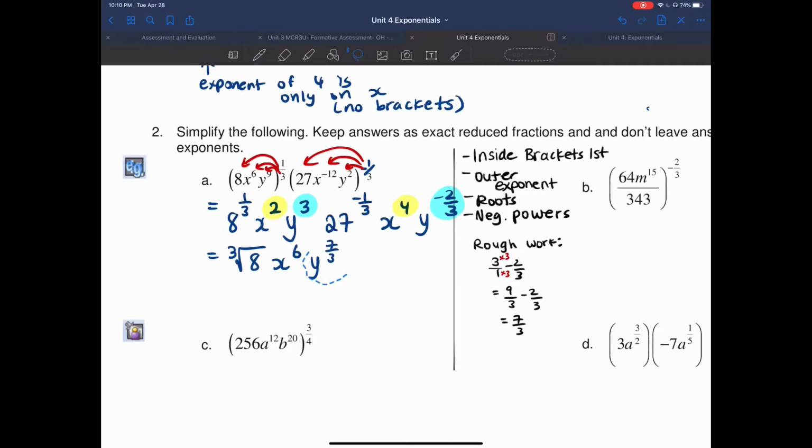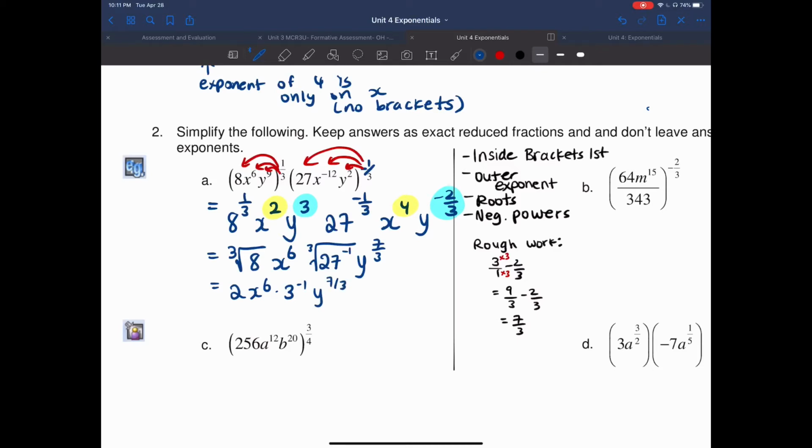I'm going to move that over for a sec so I can deal with the 27. Meanwhile, 27, remember, will have an exponent of negative 1, but it will be cube rooted by 3. So see how it's important how you're writing your numbers? Otherwise, it's going to be very messy. So next, cube root of 8 is 2, and then x to the 6. Cube root of 27 is a nice 3, and then it has an exponent of negative 1 still. And then I have y to the 7 over 3.